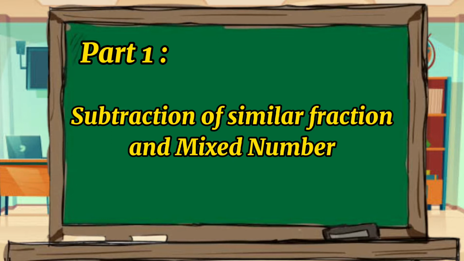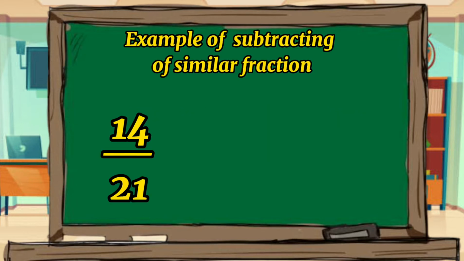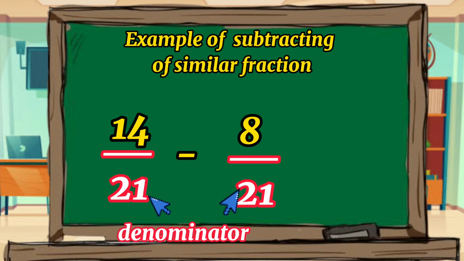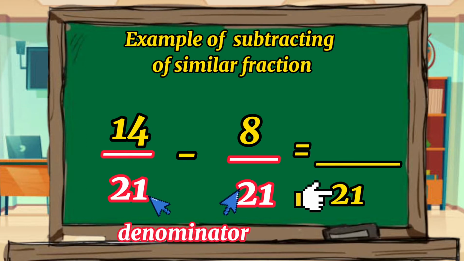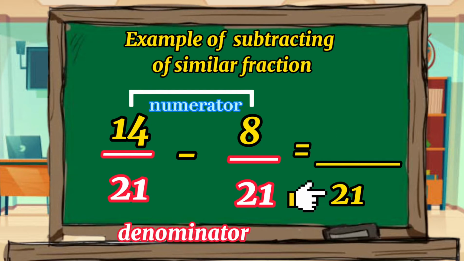Let's subtract the example, 14 over 21 minus 8 over 21. Since the denominators of both fractions are similar, just copy it. Then, subtract the numerators. 14 minus 8 equals 6. The answer is 6 over 21 or 2 over 7. 2 over 7 is the lowest term of 6 over 21. We will discuss in our next video how to get the lowest term.